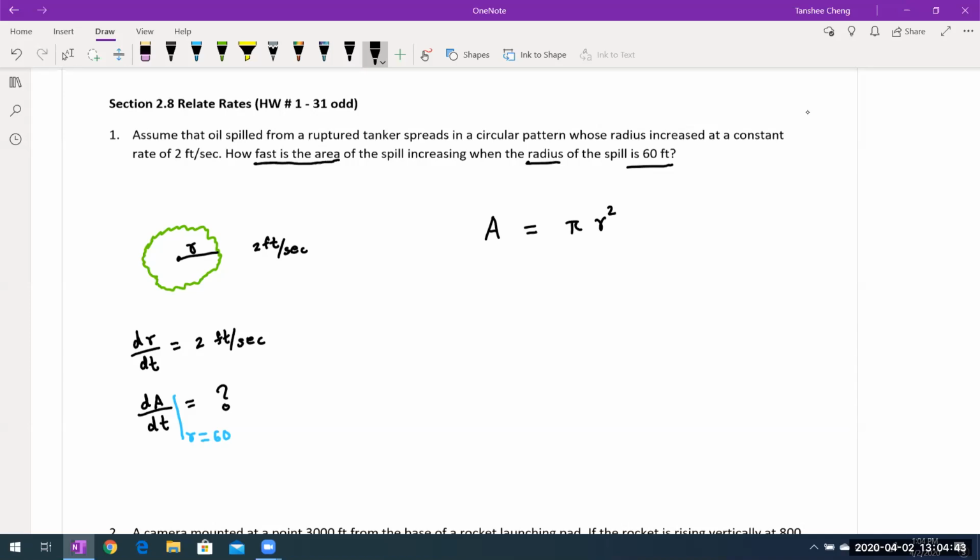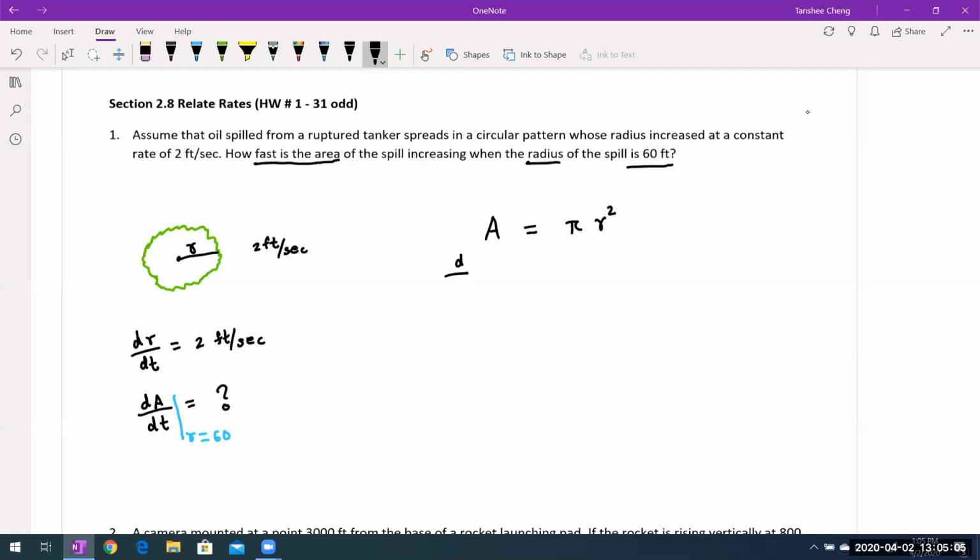So now, by taking derivatives on both sides with respect to time, on the left-hand side I will have the rate of change of the area with respect to time. And on the right-hand side of the equation, I will have the rate of change of the radius with respect to time. Right? So let's do that.